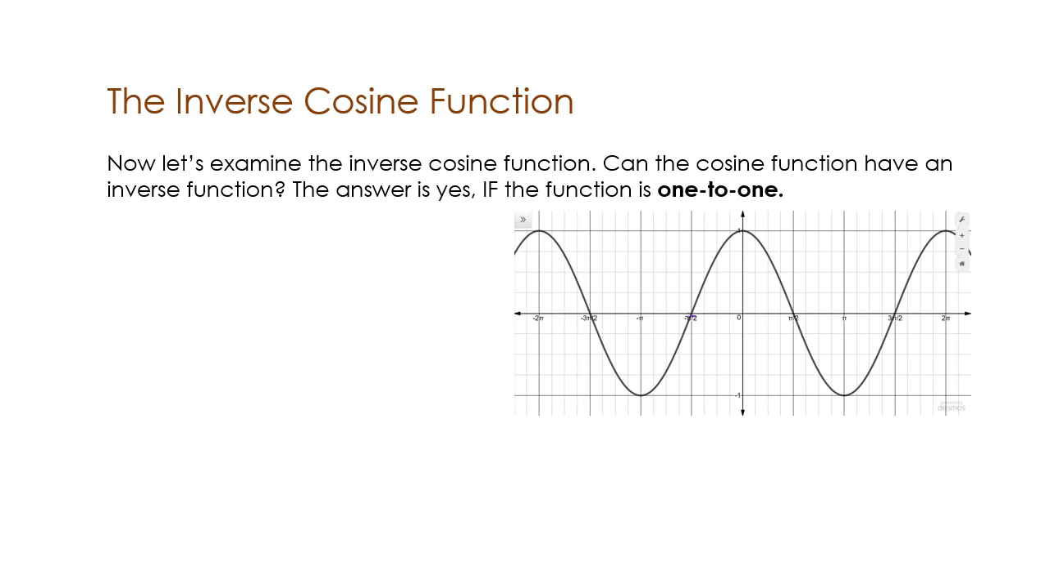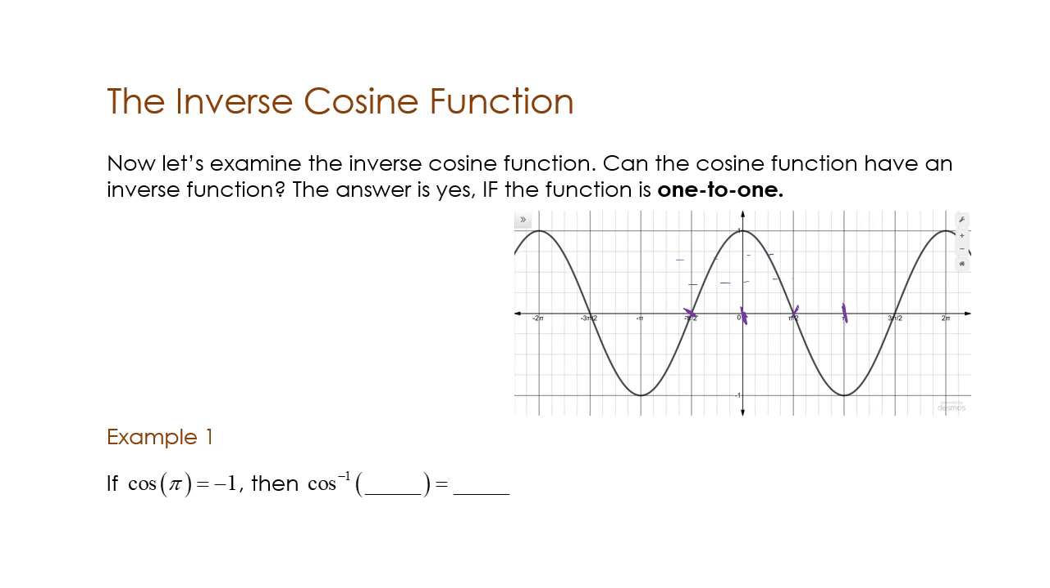Now we can't go between negative pi over 2 and pi over 2, because if we did that, this is not a one-to-one function, and we're not going to be hitting those negative values. So for the cosine function, we actually restrict it between 0 and pi.